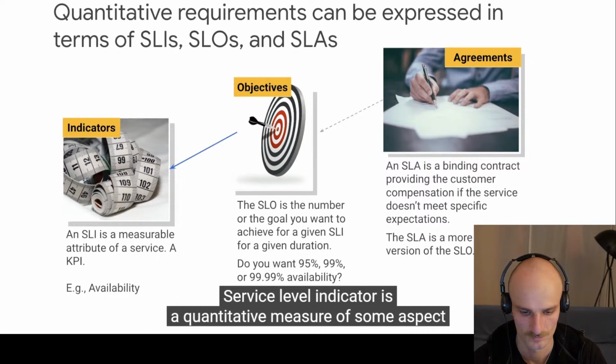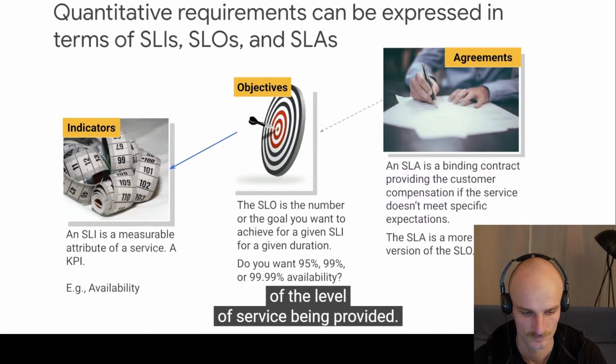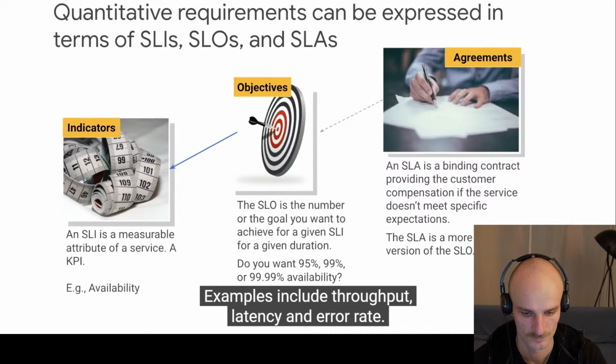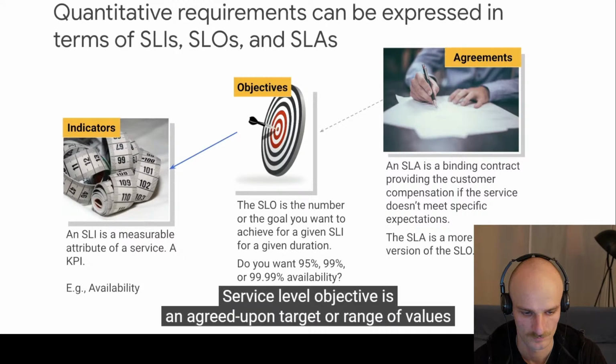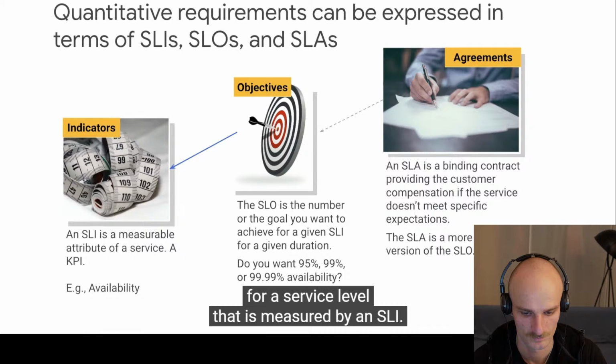A service level indicator is a quantitative measure of some aspect of the level of service being provided. Examples include throughput, latency, and error rate. A service level objective is an agreed upon target or range of values for a service level that is measured by an SLI.